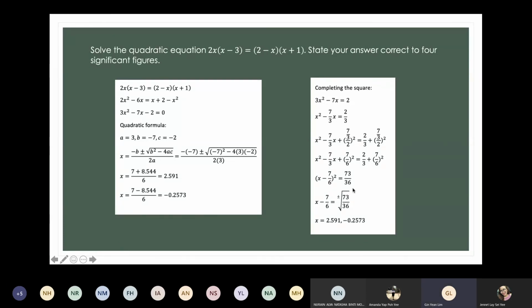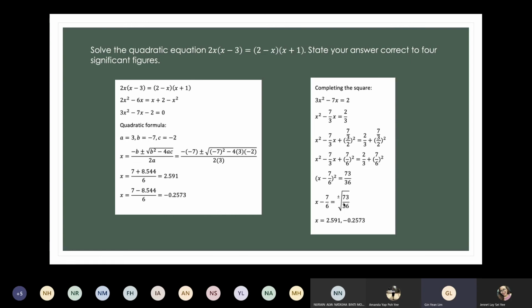You get the number 73 over 36. Then when you do until here, you just want to eliminate the square because you want to get the x here. So when you eliminate the square, you move the square to the right-hand side, it will become a square root. And when you square root it, you have a plus and minus sign in front of the square root.